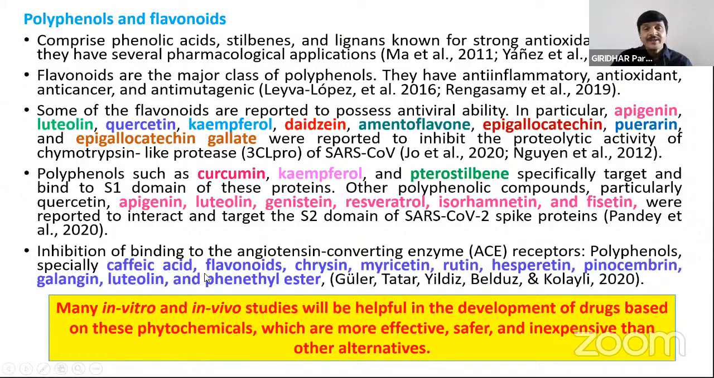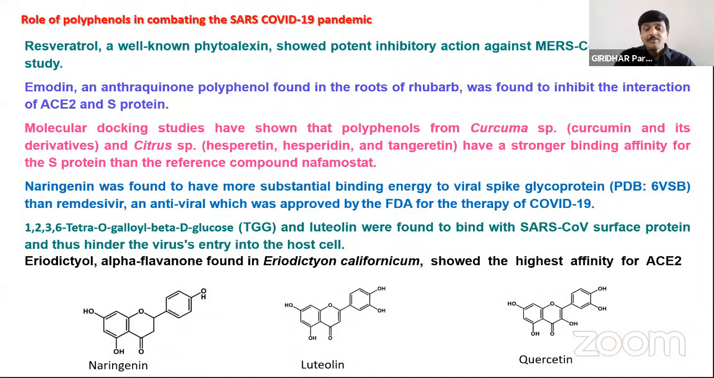And the inhibition of binding to the ACE receptors was again reported by some other groups. They reported caffeic acid, flavonoid, chrysin, phenyl ester, luteolin, all these things. But as I mentioned, in vitro and human volunteer studies are yet to take place for all these metabolites. So resveratrol, one of the important active flavonoid compounds present in red wine and many other things, is also reported to be very effective against SARS-CoV-2.